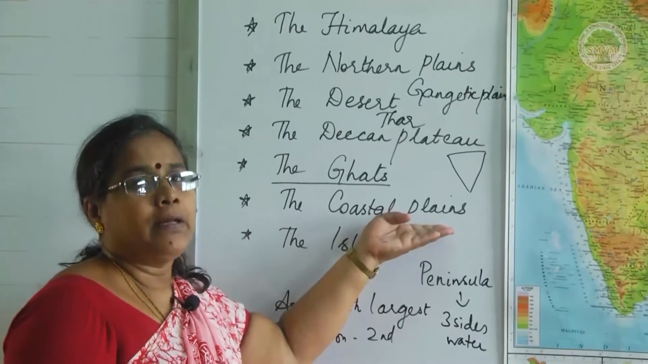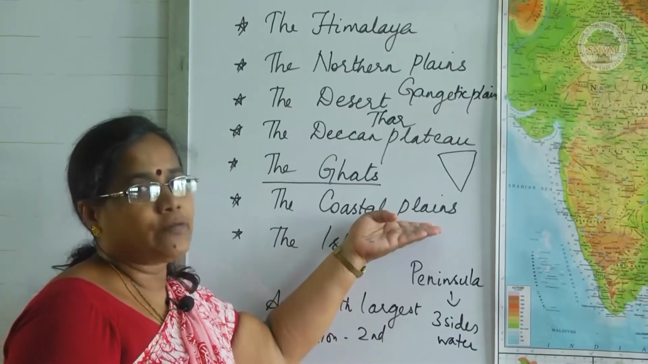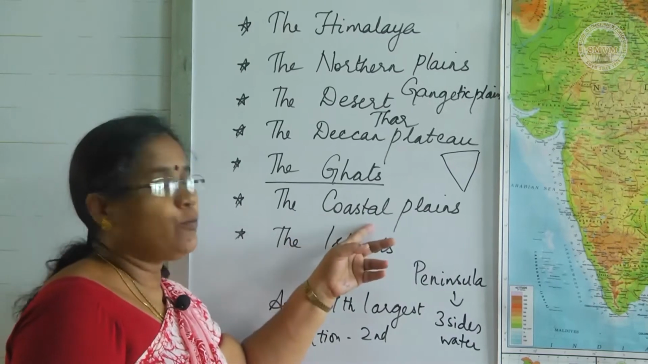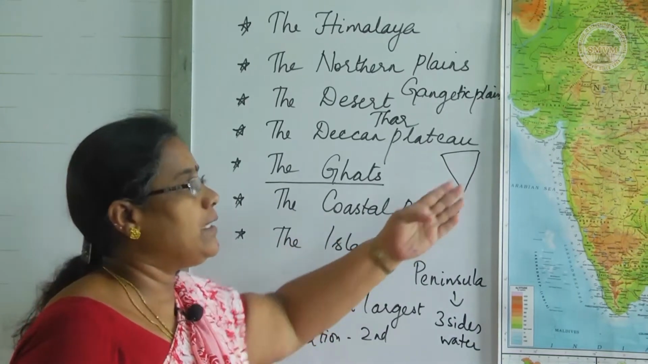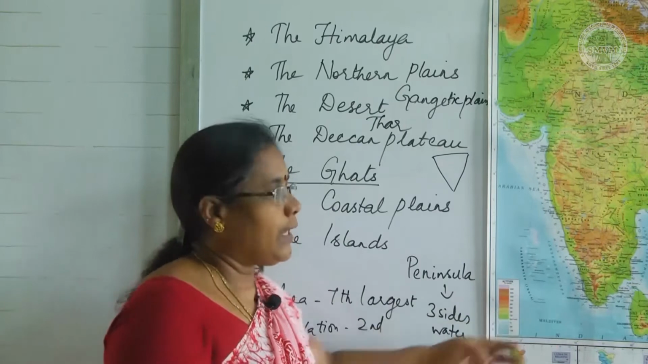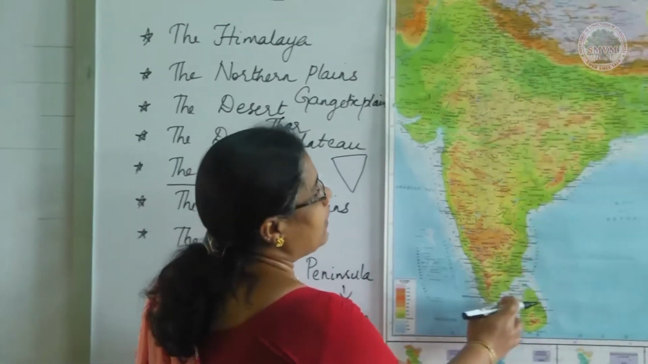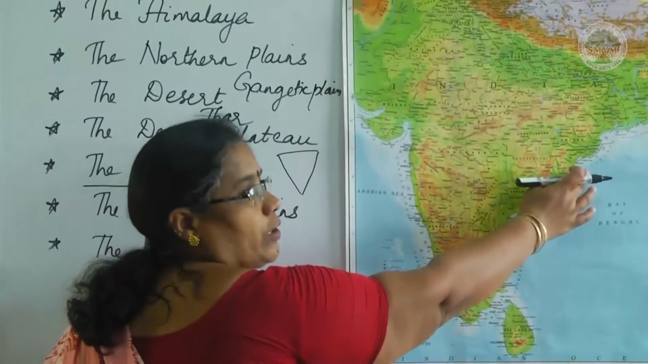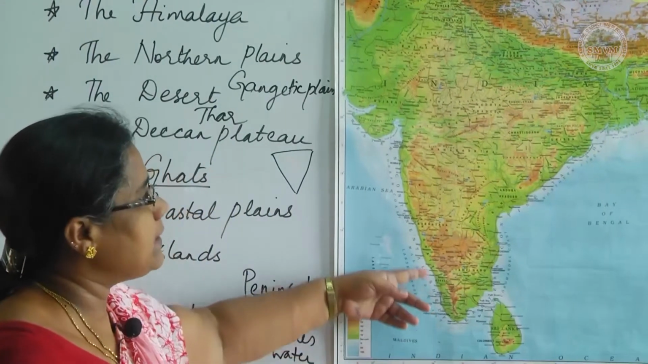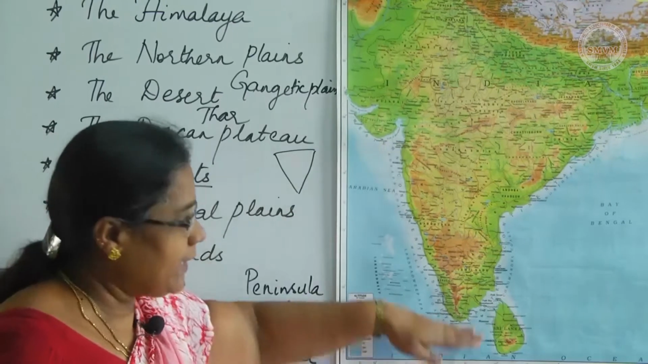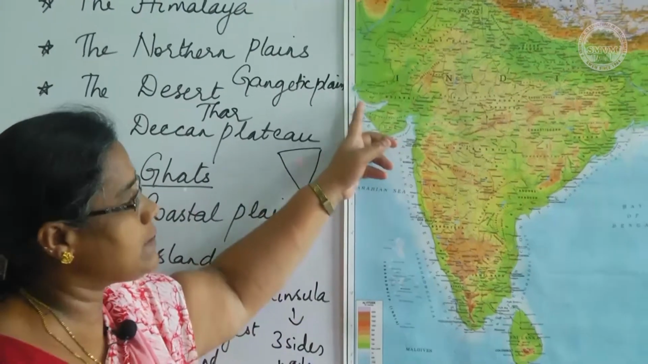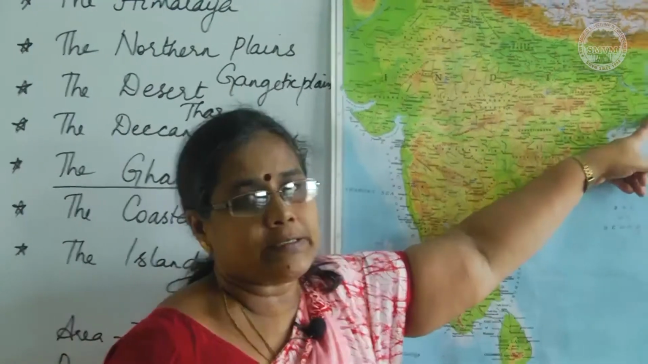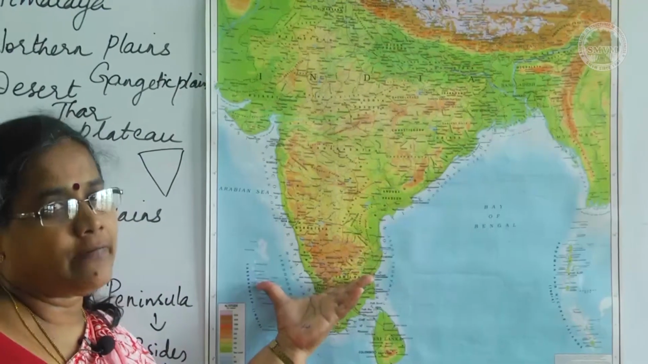A plain is nothing but a level area that is fed by water, and we call it a coastal plain because it lies along the sea coast. On the side of the Bay of Bengal, we have the Eastern Continental Shelf, and this is called the Western Continental Shelf. It extends from this area to this, and from here to this. These two are the coastal plains in our country.